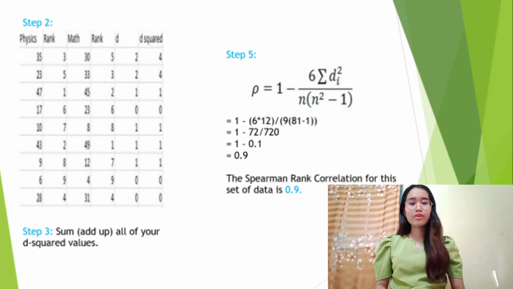You will need this formula. The sum of D squared is just the sum of the D squared values. Step 4, insert the values into the formula. These ranks are not tied, so use the first formula. To compute this, you will get the Spearman rank correlation for this set of data is 0.9.